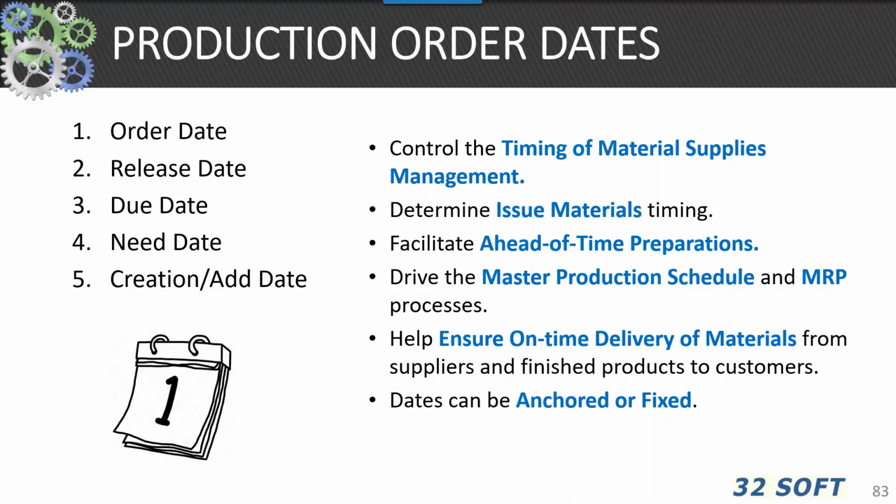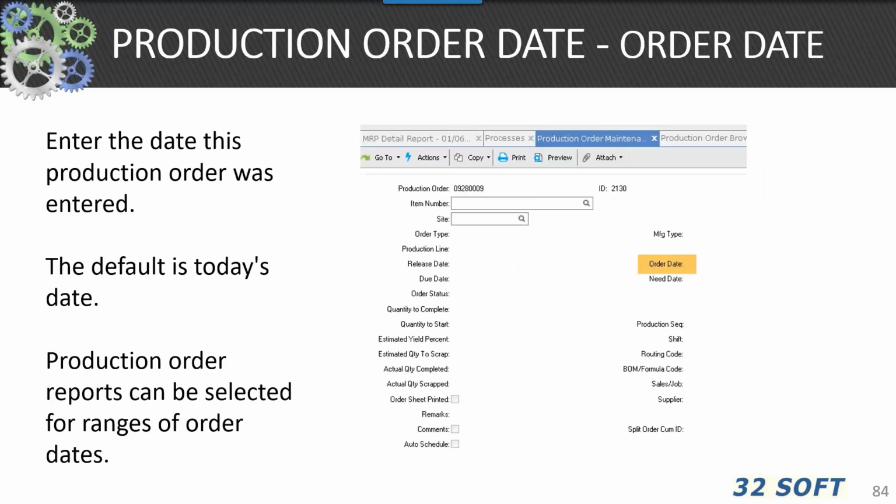The dates of orders: order date, release date, due date, need date, and creation date. So we see some new information there. These dates control the timing of material supplies and management, determine issue materials timing, facilitate ahead of time preparations, drive MRP and master scheduling, and help ensure on-time delivery. Dates can be anchored or fixed. Order date is the date that the order was entered. It defaults to today's date. Production orders can be selected for a range of dates.